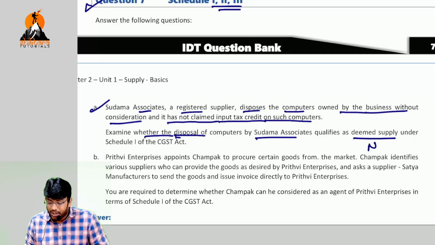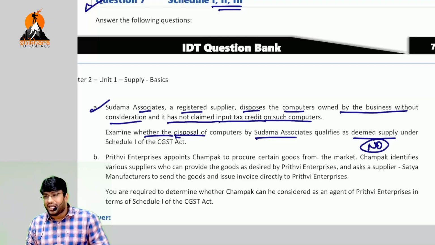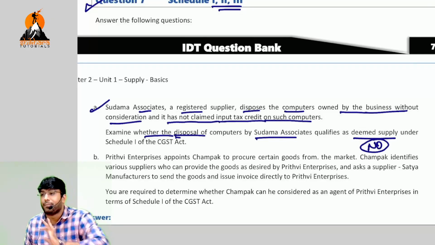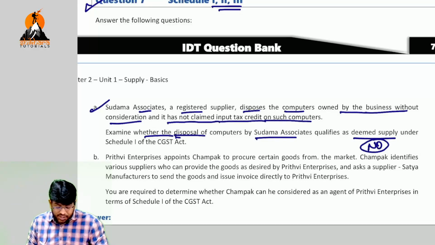100% answer is no, because what is covered is only permanent transfer or disposal of business asset on which ITC is claimed. Here ITC is not claimed, so 7(1)(c) Schedule 1 first point will not apply. Full clarity? Next question you see.